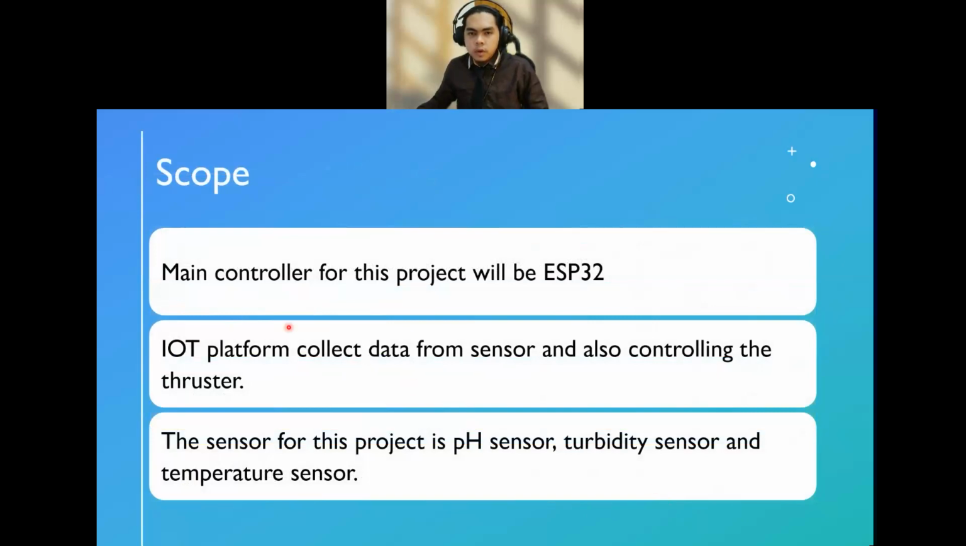Project scope. The main controller for this project will be ESP32, IoT platform, collecting data from the sensors and also controlling the thruster, and the sensors for this project are pH sensor, turbidity sensor and temperature sensor as I mentioned before.